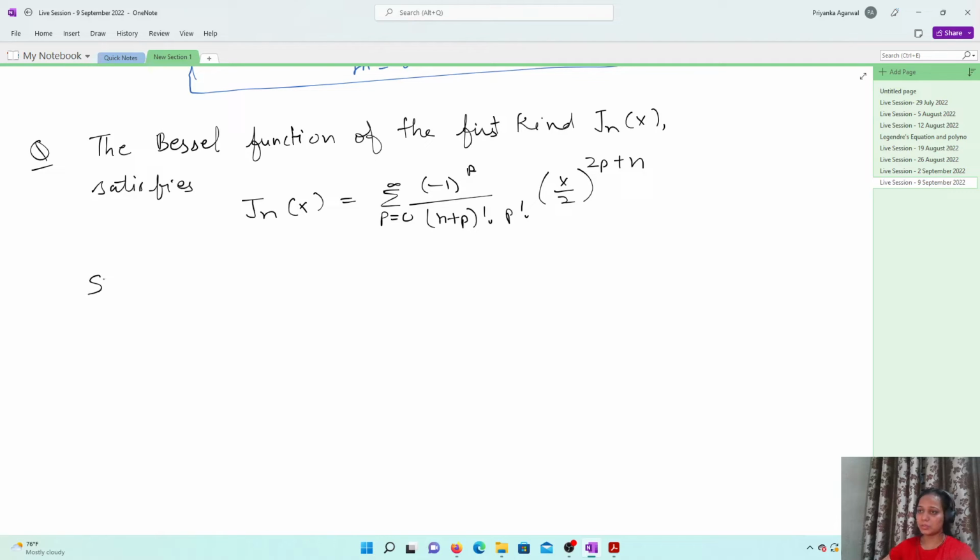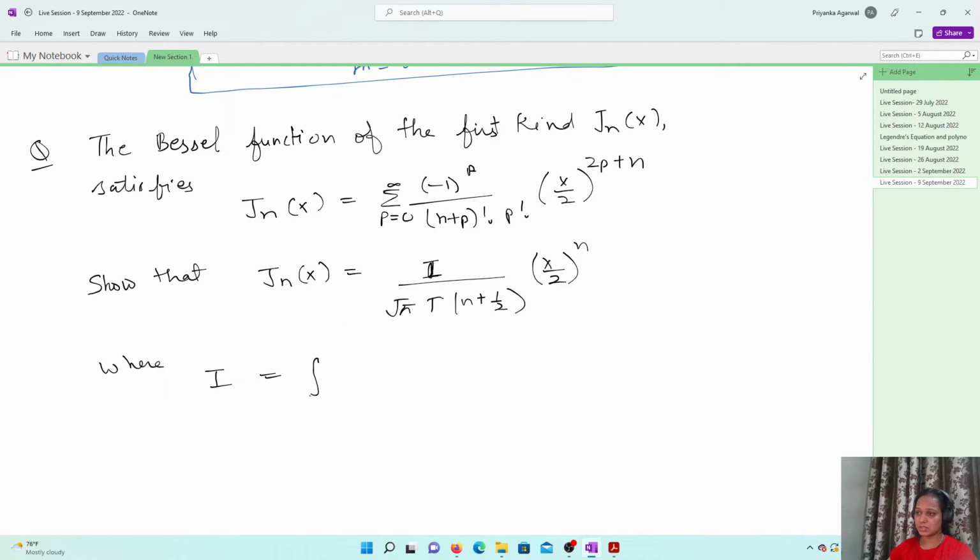Now we have to show that Jn of x equals 1 over root pi gamma function n plus 1 by 2 into x by 2 to the power n, into I, where this I is defined as integral 0 to pi cos of x sin theta into cos to the power 2n theta d theta. So this is the question which we have to solve.